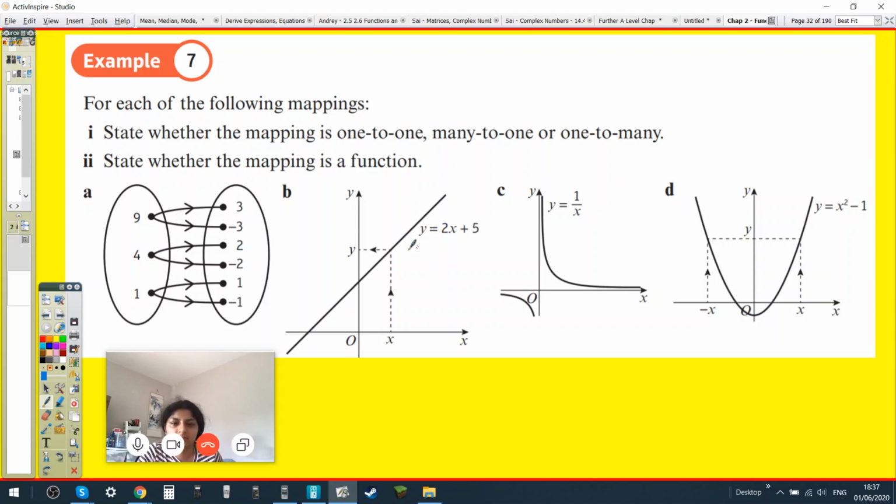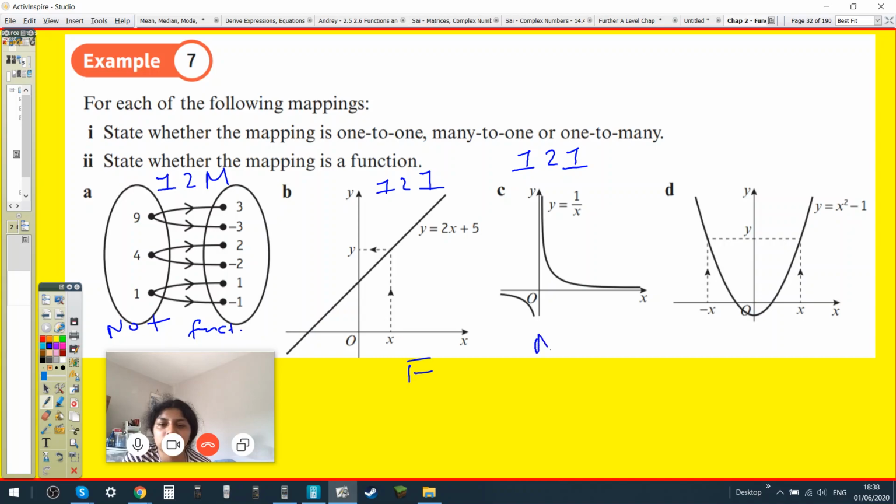1 to 1 or many to 1 for each of these? The first one is 1 to many, so it's not a function. The second one is 1 to 1. It is a function. The third one, I think it's 1 to 1, but I'm not sure. It is 1 to 1. It's a very strange one.